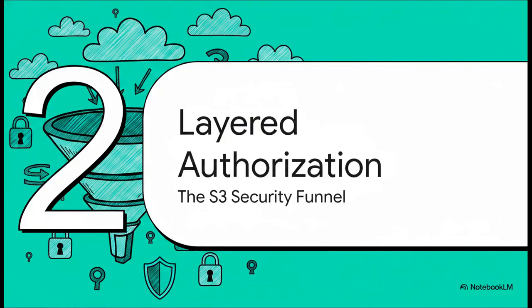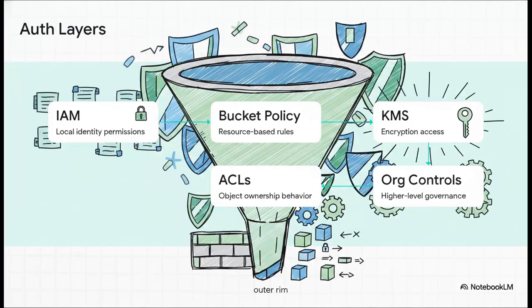Think of it as an absolute, non-negotiable stop sign. Moving right along to Section 2, the S3 layered authorization model. Okay, here's the massive paradigm shift you need to make right now. Your S3 upload is not malfunctioning. It's actually just being blocked by a highly robust layered security funnel. You really have to troubleshoot this from the inside out.